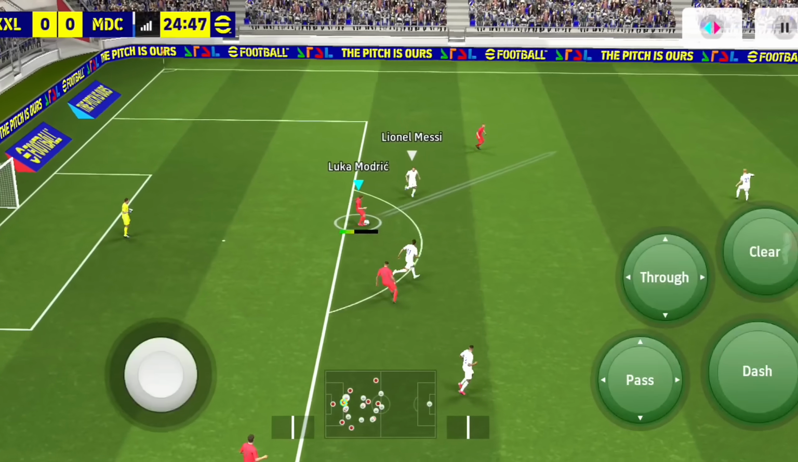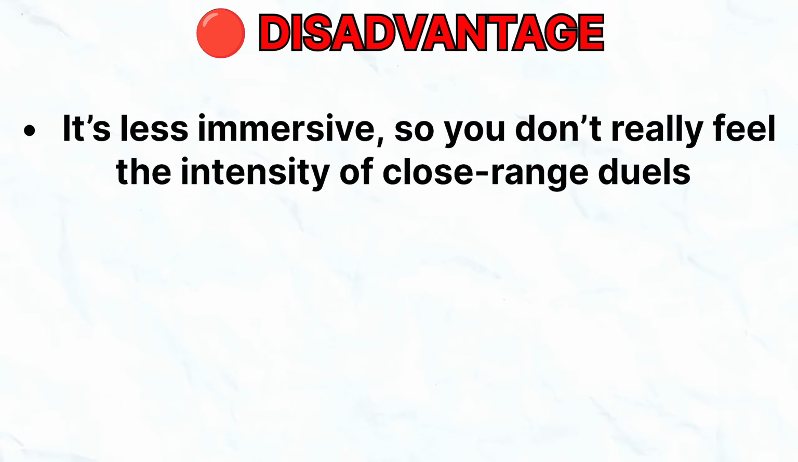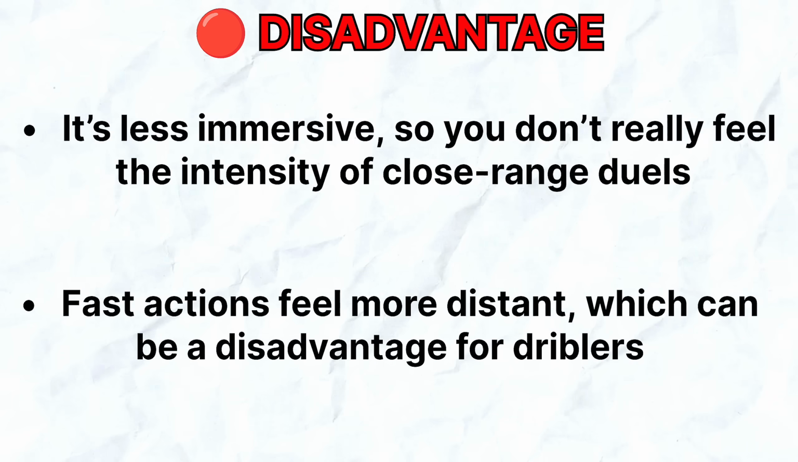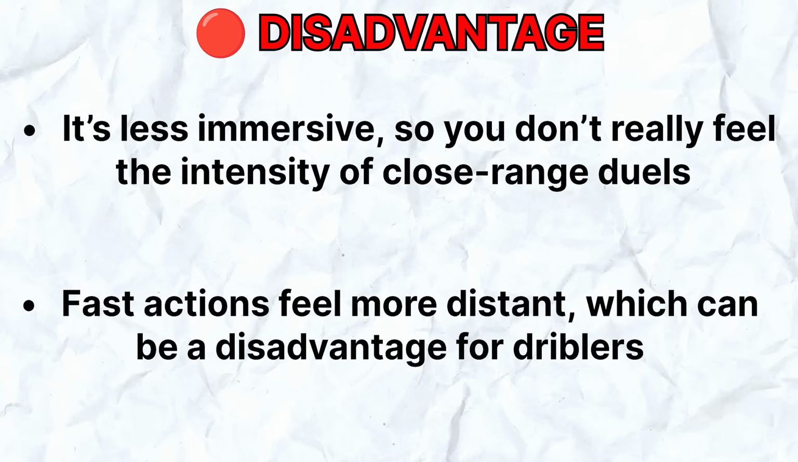But this camera also has a few downsides. It's less immersive, so you don't really feel the intensity of close-range duels. Fast actions feel more distant, which can be a disadvantage for dribblers.